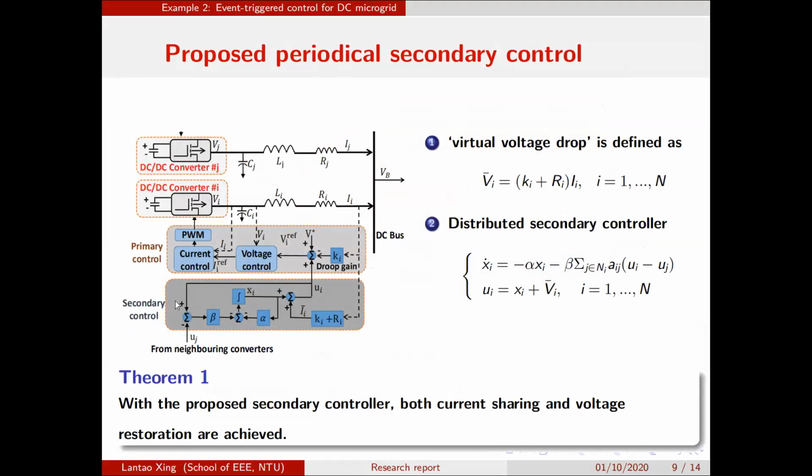And we propose a new secondary controller. And first, we identify a new parameter. We name it as virtual voltage drop. And based on this new parameter, we design a new distributed secondary controller. And we can show that this controller can guarantee both current sharing and voltage restoration.